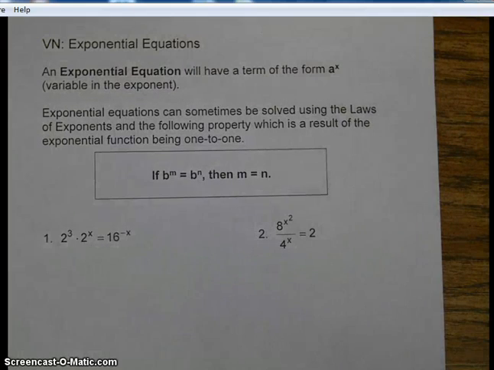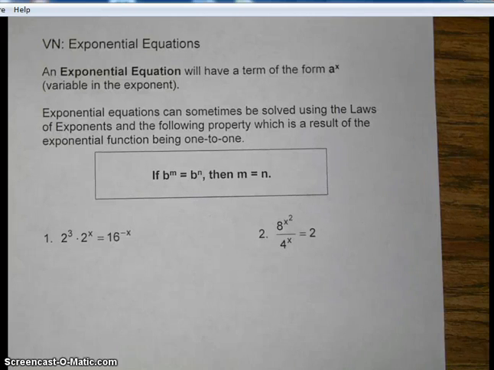Hi guys, today's lesson is on solving exponential equations.